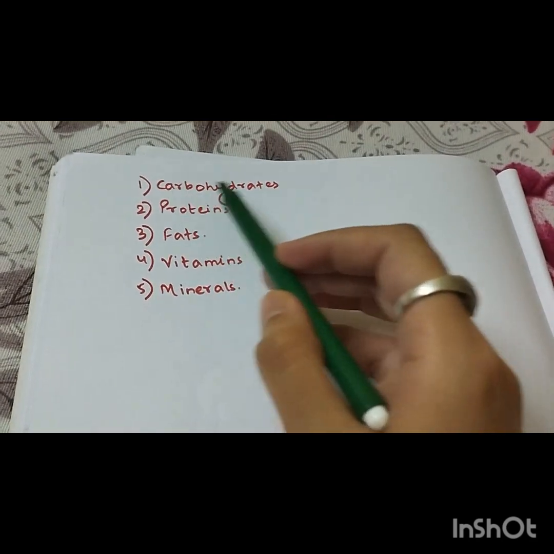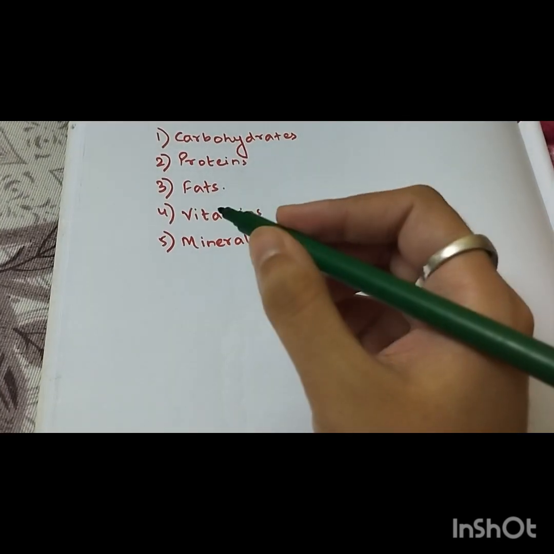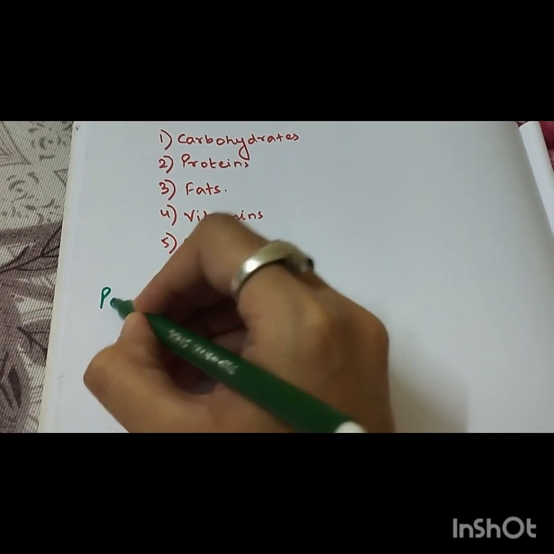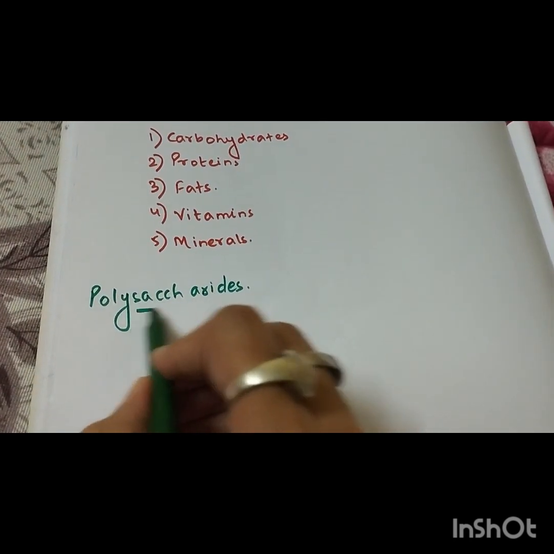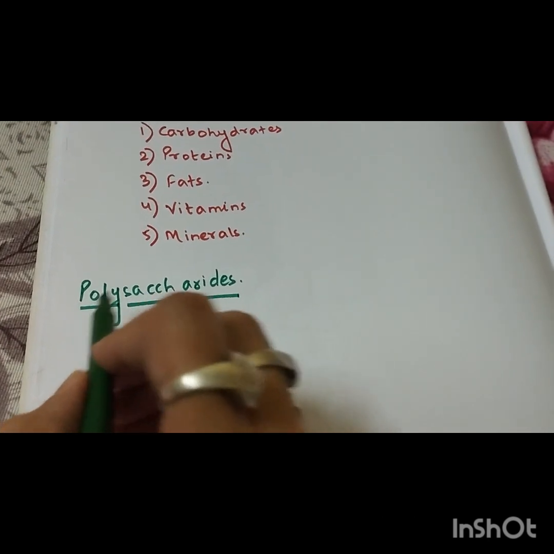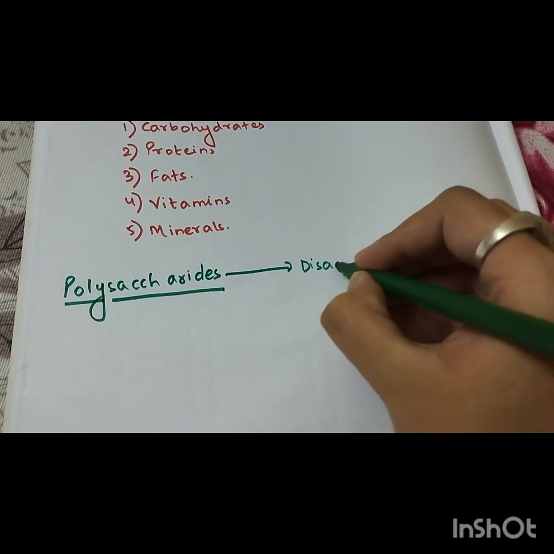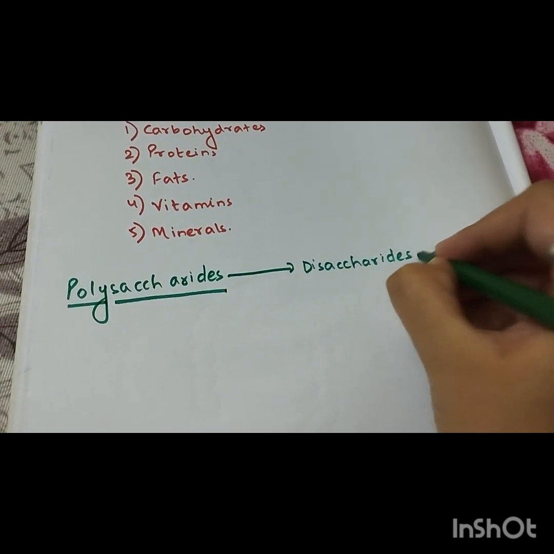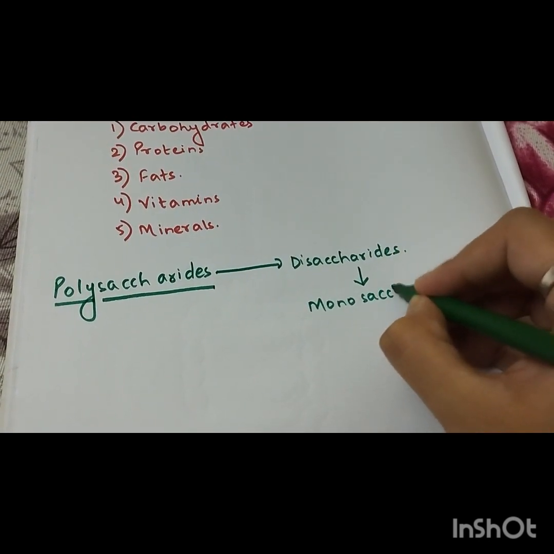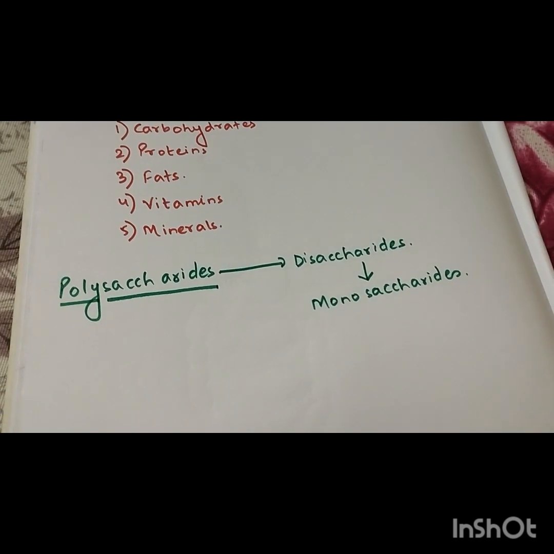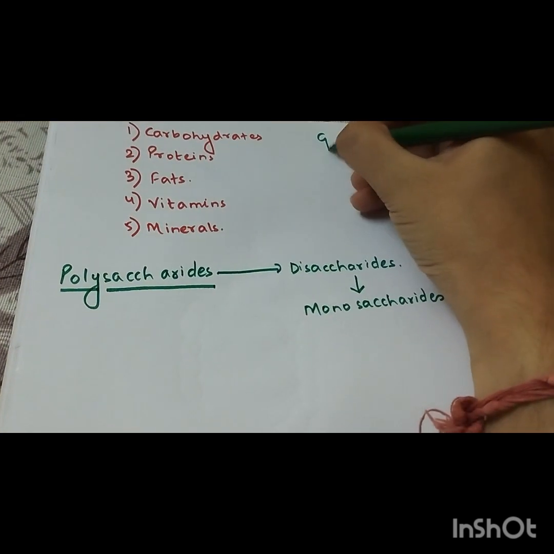Okay, so we all know that basically carbohydrates are nothing but sugars. So when many molecules of sugars are being combined together, they form polysaccharides. Saccharides mean sugars and poly means many. So many molecules of sugars. So these are being broken down into disaccharides, and these are being broken down into monosaccharides. So the last thing which we will get from carbohydrates is nothing but glucose.